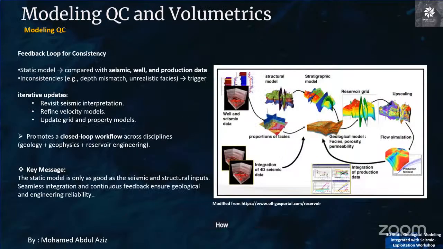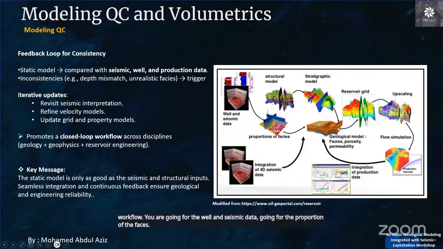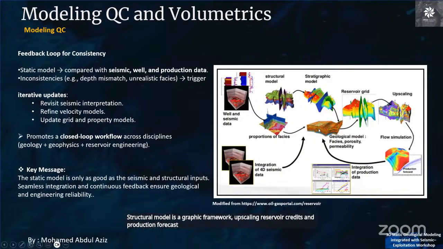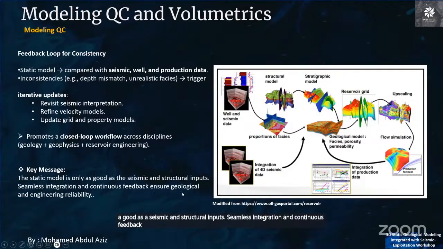How can you QC your model? As I told you, it's a big picture and an iterative workflow. You are going through the well and seismic data, the proportion of the phases, structural model, stratigraphic framework, upscaling reservoir grids, and production forecast. Even if you have 4D seismic data, you can come back to the modeling and update, so it's an iterative update. The key message here is the static model is only as good as the seismic and structural inputs. Seamless integration and continuous feedback ensure a reliable geological and engineering model.